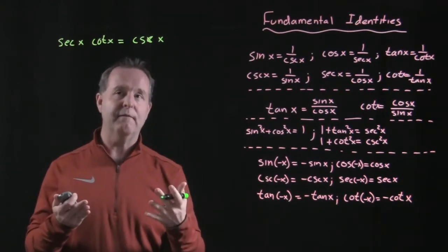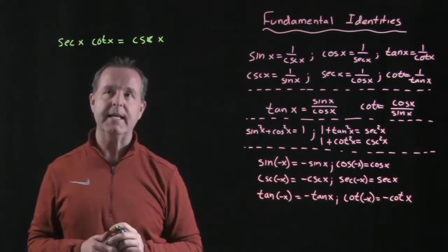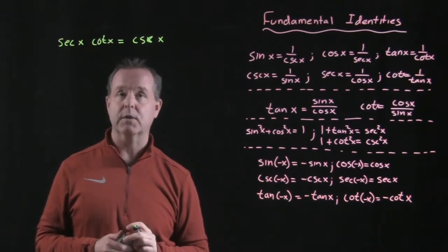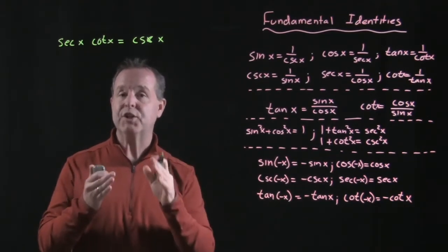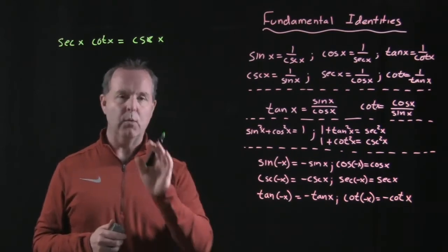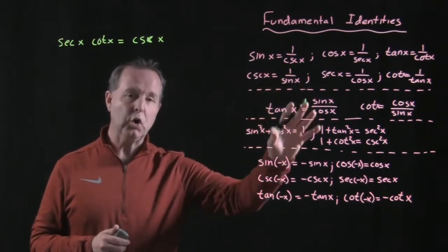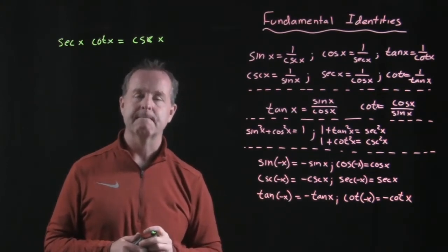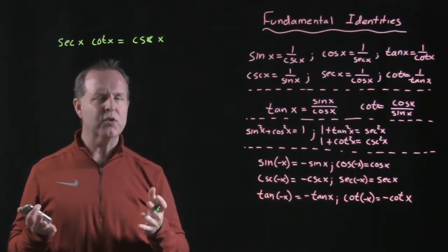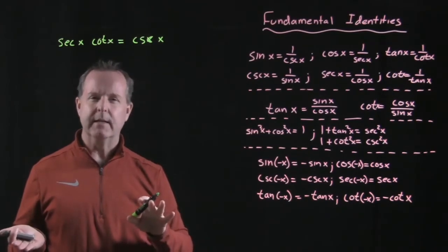We want to verify this to be true: secant x times cotangent x equals cosecant x. We want to verify that truth to make sure that that is a true identity. And we're going to do that based on some of the earlier identities that we already know or have proven to be true. Strategy, there's really no one way to do it.